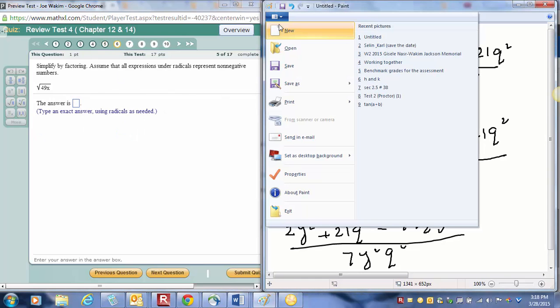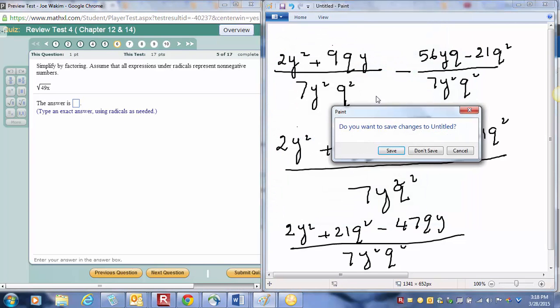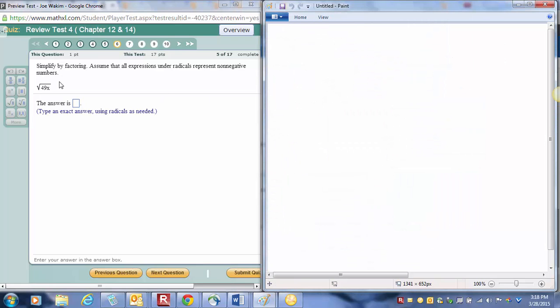Number 6, I have to simplify. That's an easy one. The only thing I can simplify by factoring, assuming that all expressions in the radical represent non-negative numbers: x cannot be simplified because it's not x squared. 49 can be simplified because 7 times 7 is 49. So this can be written as the square root of 7 times 7 times x, which is equal to the square root of 7 times 7 times the square root of x.